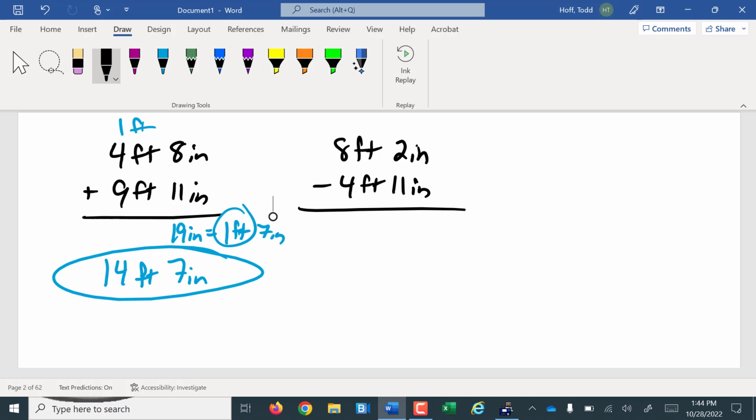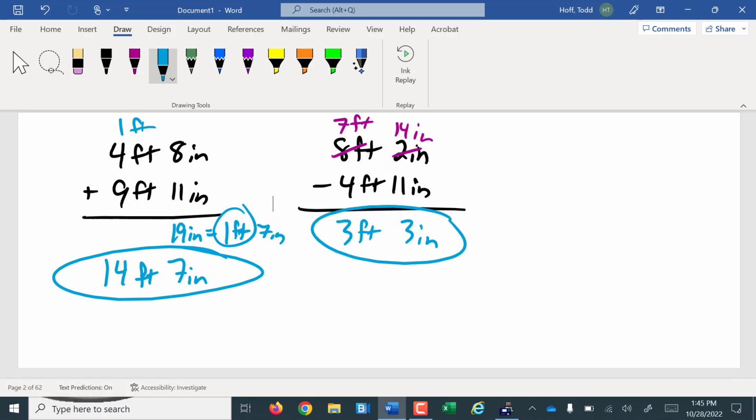So we might have 8 foot 2 inches minus 4 feet 11 inches. We're going to have to borrow. So this will be 7 feet. This is going to be 14. Good. 14 minus 11, 3 inches. 7 minus 4, 3 feet. So 3 feet 3 inches.